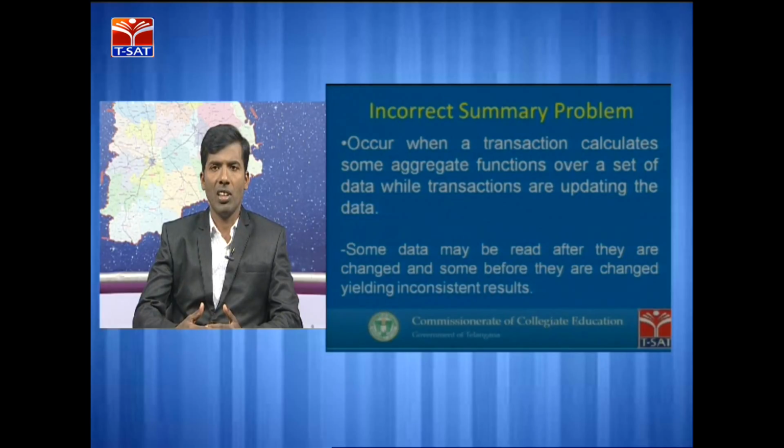these two transactions. When one transaction is calculating the values over a set of data using aggregate functions, if at the same time another transaction is trying to update the value, then generally a kind of mismatch arises between the transactions. This again yields incorrect information to the end users.